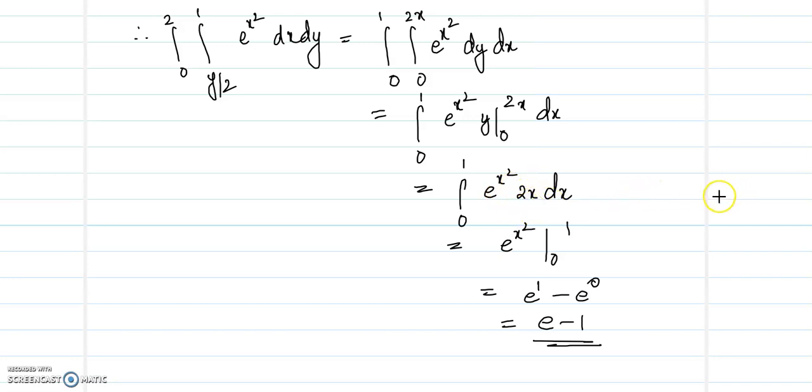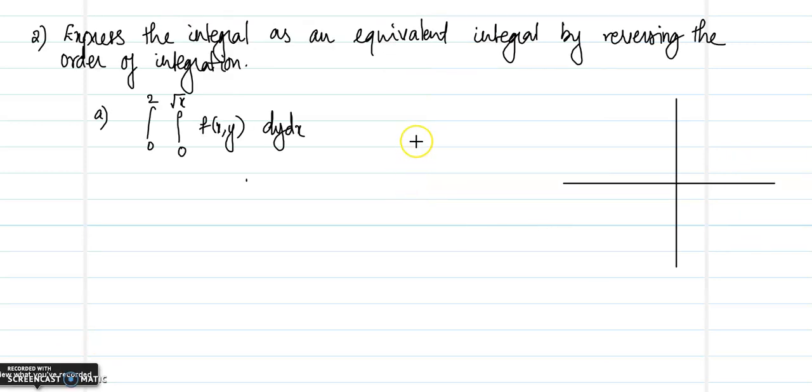Now this will be the antiderivative of e raised to x square. അപ്പോൾ e raised to x square എടുത്താൽ അതിൻ്റെ ഡെറിവേറ്റീവ് എന്ന് പറയുന്നത് e raised to x square into 2x ആണ്. So integral of this is going to be e raised to x square. So apply the limits from 0 to 1. So the value is going to be e minus 1. So that is the required value of the integral. Next problem is to express the integral as an equivalent integral by reversing the order of integration.